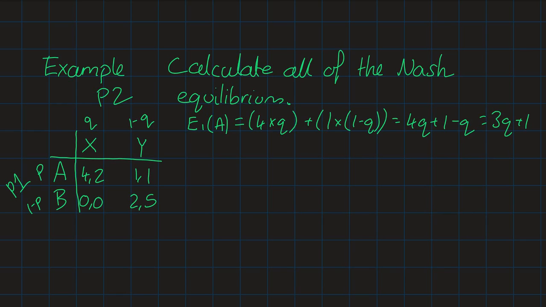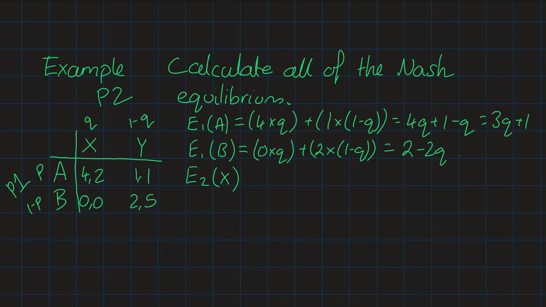Okay? The expected payoff for player 1 if they play B. If player 1 plays B, they're going to win 0 Q of the time and 2 1 minus Q of the time. So that's 0 times Q plus 2 times 1 minus Q, which is just 2 minus 2Q. Let's work out all of the expected payoffs in one go.